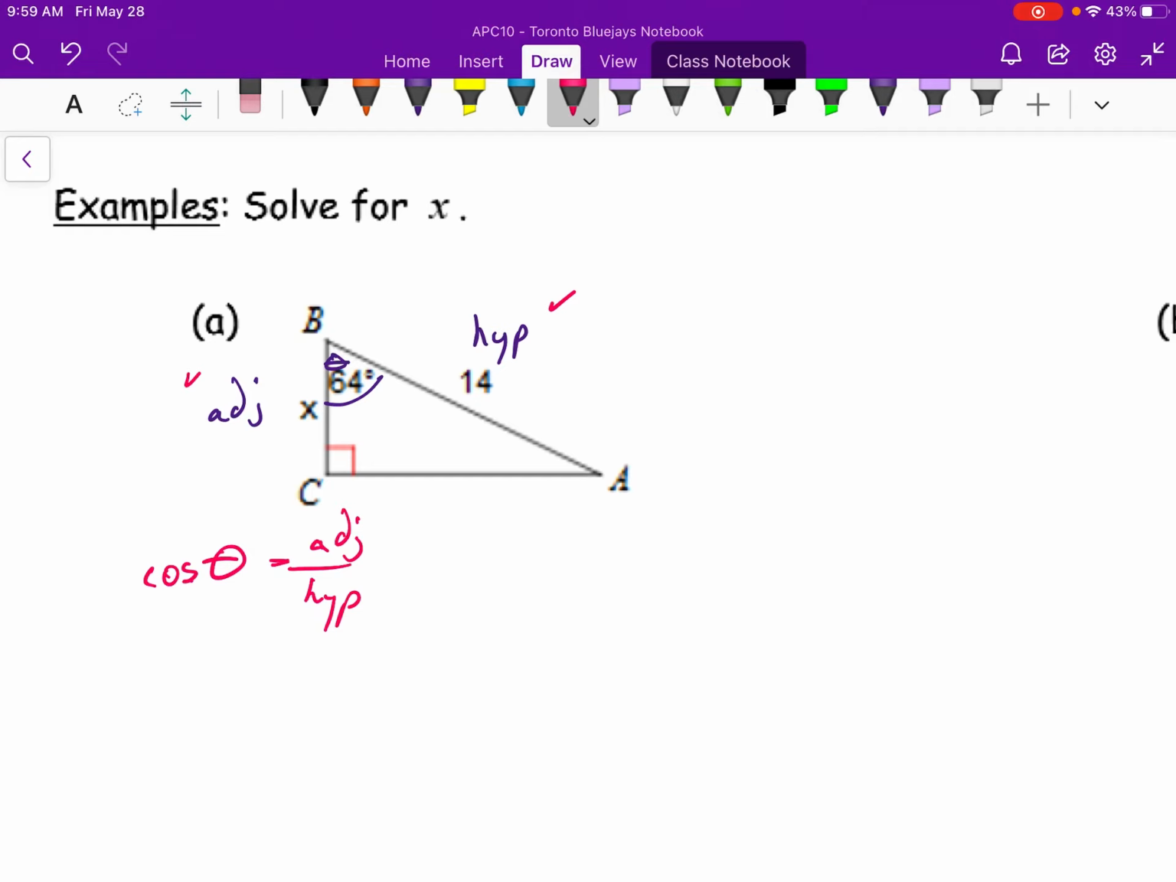The next thing that I am going to do is plug in the information that I know. Theta is 64, so the cosine of 64 degrees. Instead of writing theta, write 64 degrees. My adjacent is what I need to find out. x is my unknown. My hypotenuse is 14.